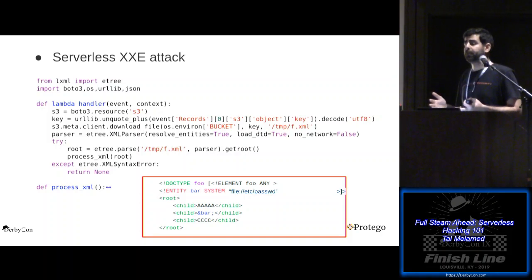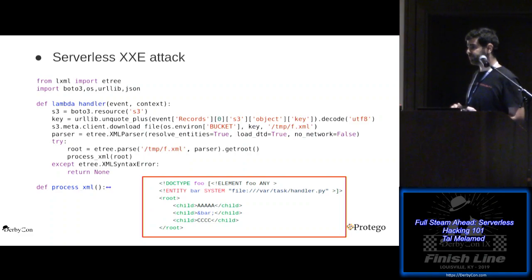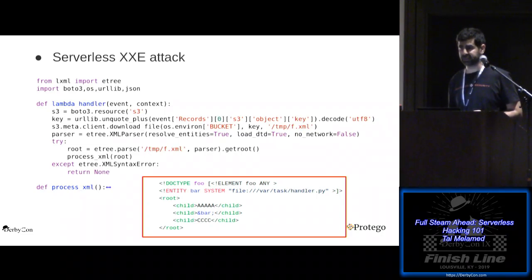How about XXE? I don't know if you read the news. It really exists in serverless. So again, XXE, the payloads themselves would be the same. It's still XXE. But you don't want to get the /etc/passwd file because it doesn't interest anyone. You want to get the /var/task handler.py or index.js. So this is the only thing.